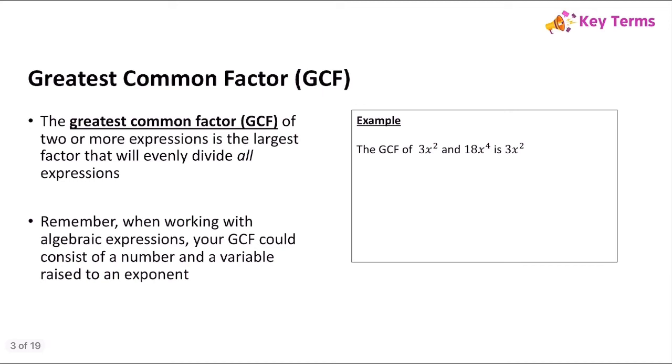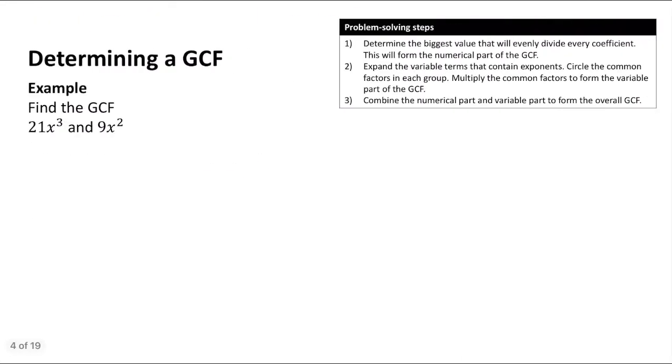So the greatest common factor of two or more expressions will be the largest factor that will evenly divide all expressions. So remember, when you work with algebraic expressions, your GCF could be a number and a variable raised to an exponent. So for example, if we look at 3x squared and 18x to the fourth, the GCF will be 3x squared because I can evenly divide both of these terms by 3x squared.